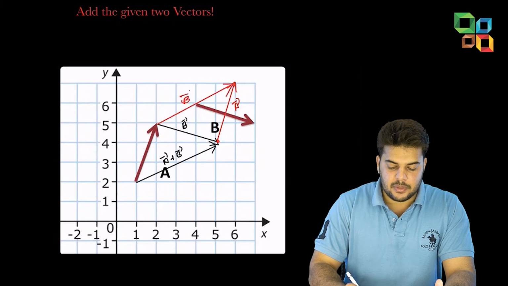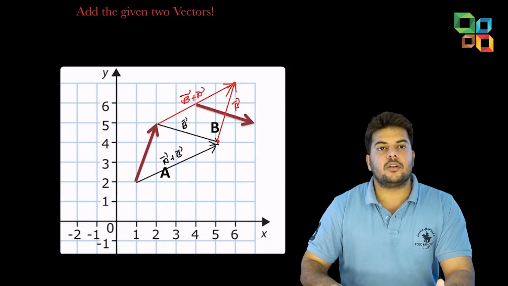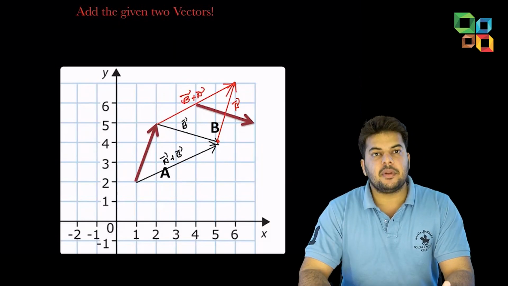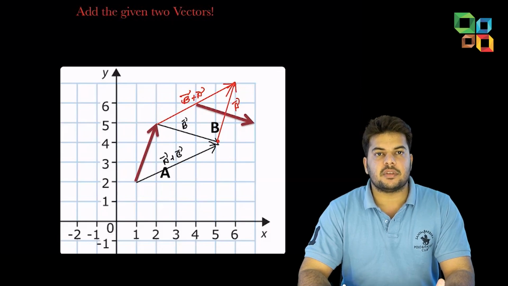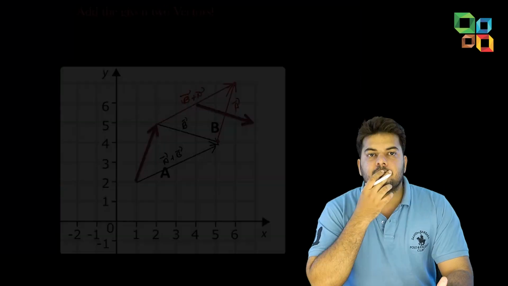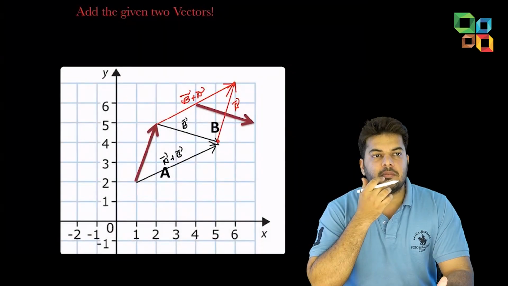So this is B plus A. Agreed? According to the rule. Can you see that A plus B and B plus A are the same thing? It's a neat diagram. Look at that. You get a parallelogram, isn't it? See, here's your A plus B and B plus A are the same thing.